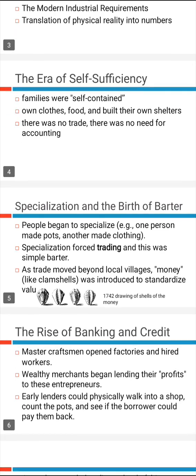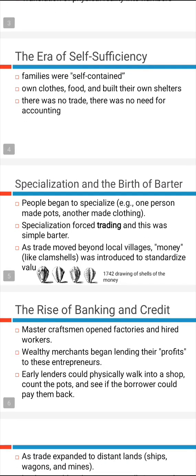But further on, people began to specialize in different areas. So the barter system originated, and the slide says that people began to specialize. For example, one person made pots and another made clothing. Specialization forced trading, and this was a simple barter system. As trade moved beyond local villages, money like clamshells was introduced to standardize value.